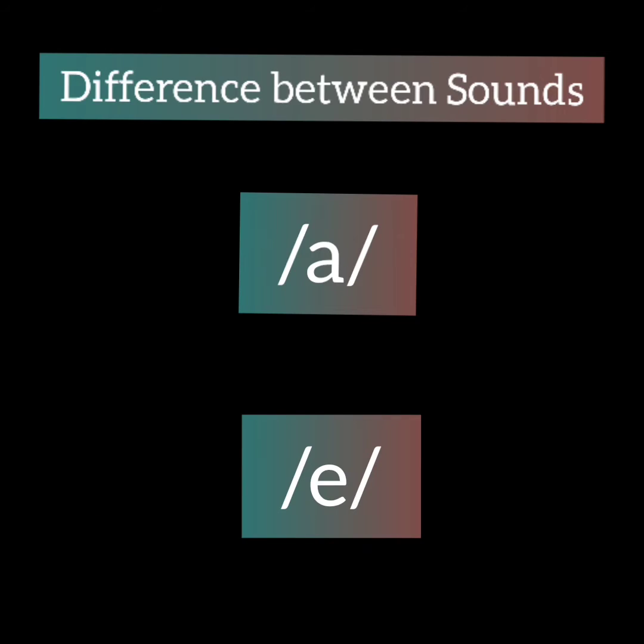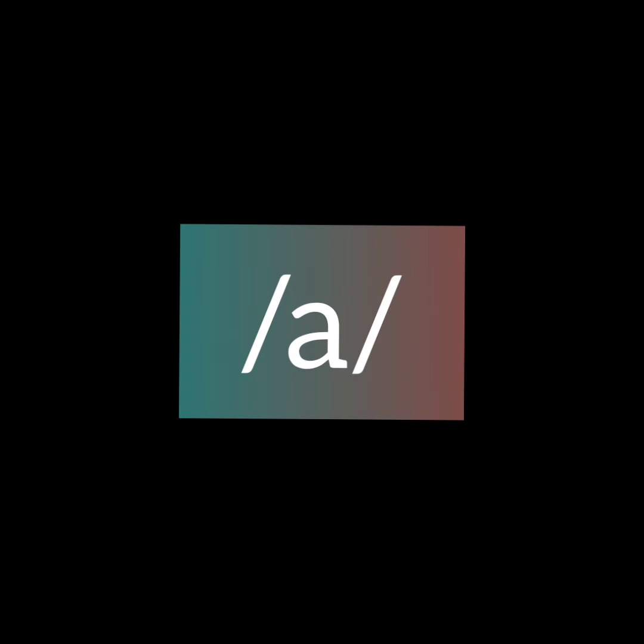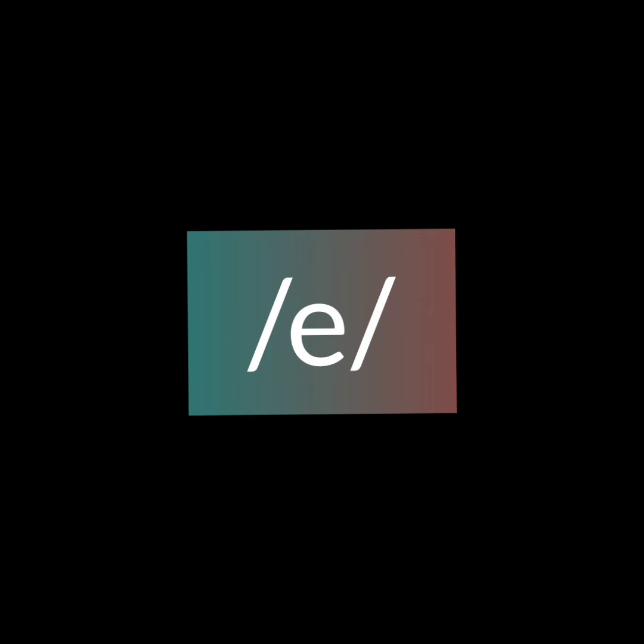So children, in this video, we are going to learn the difference between the sound A and E. So children, you all have to repeat all the sounds and action with me. We are going to learn the difference between the sound A and E. The sound of A is A and sound of E is E.